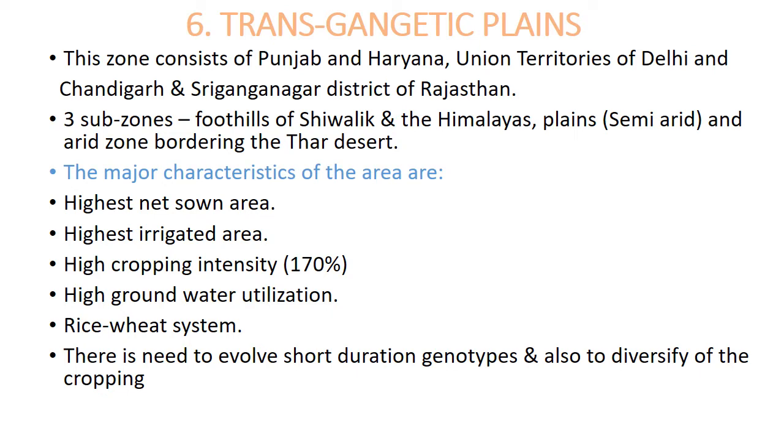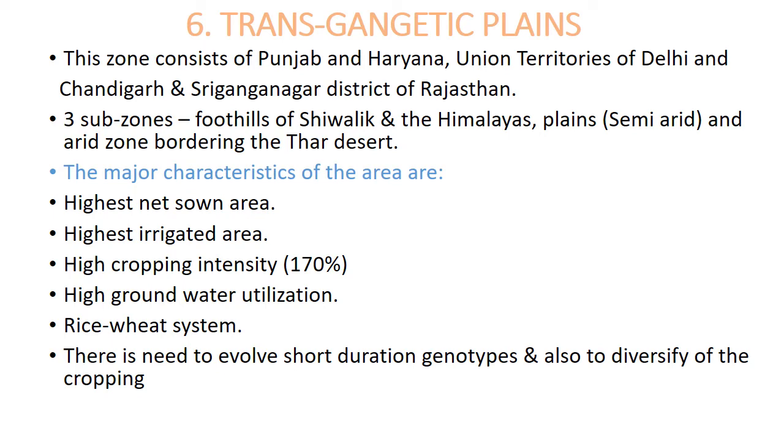Next, Trans-Gangetic Plains. This zone consists of Punjab, Haryana, Union Territories of Delhi and Chandigarh, and Sri Ganganagar district of Rajasthan. And 3 subzones are also there. These are foothills of Shivalik and Himalayas, and plains and arid zone bordering the Thar desert.